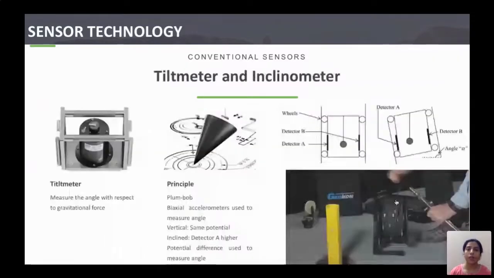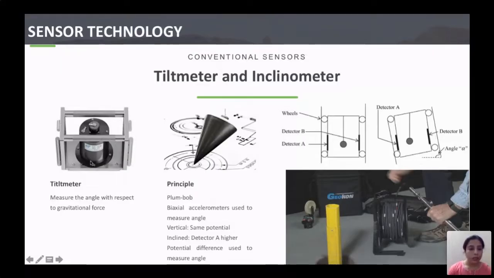So among the conventional sensors, this is the last sensor: tilt meter and inclinometer. So they are used for measuring the angles with respect to the gravitational force. Now this is the tilt meter, and they work on the principle of the plumb bob, which I'm sure you all must have seen. So they have these accelerometers embedded inside them, and these two detector plates. So if there is any inclination, the voltage across these detector plates will change, and that will be calibrated to give you the angle, right?